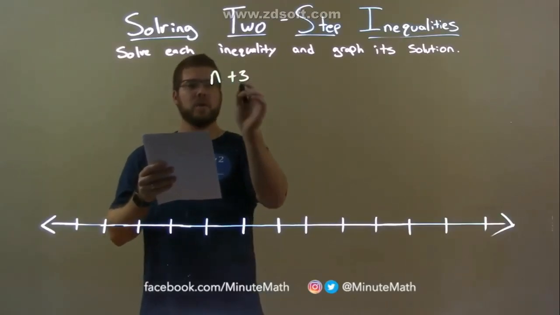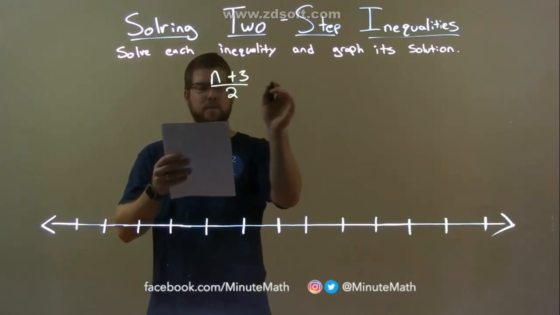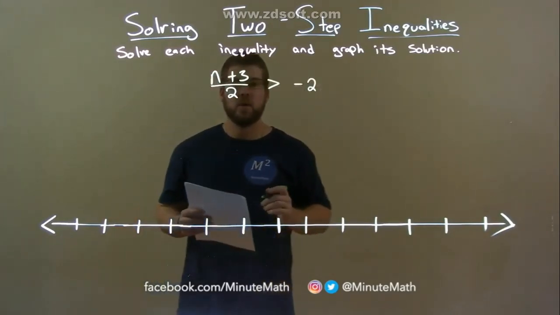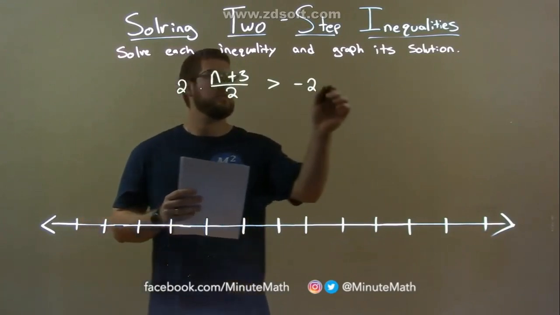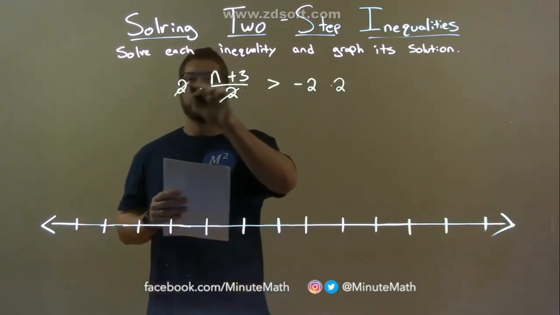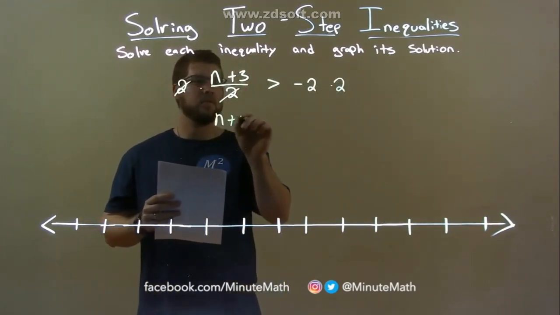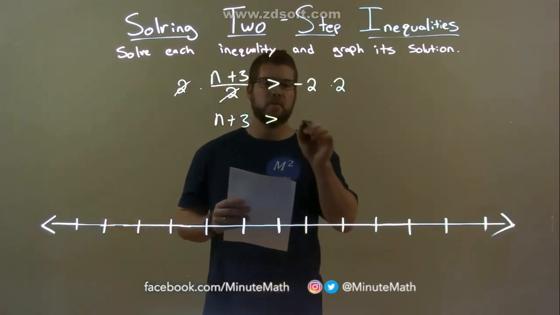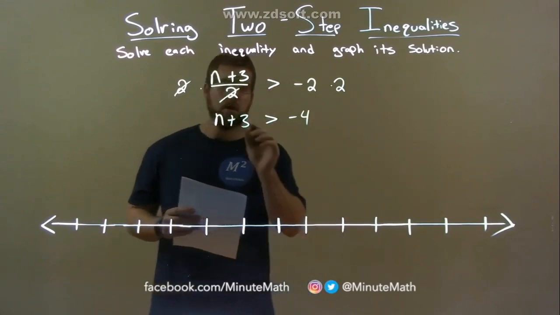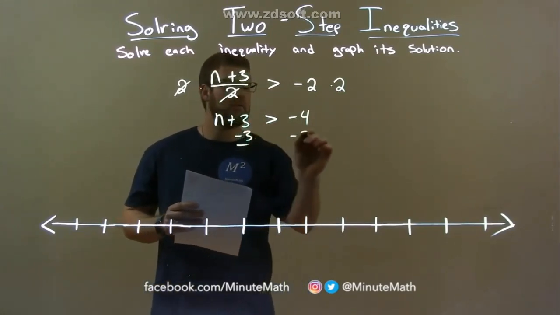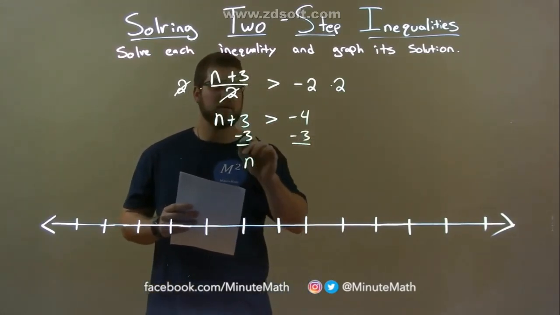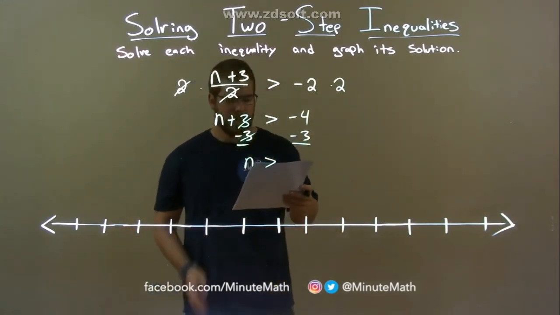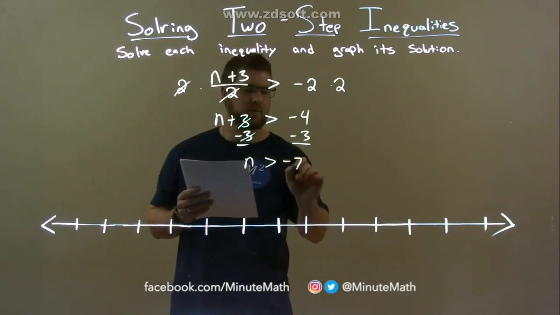n plus 3 over 2 is greater than negative 2. First thing I want to do is multiply both sides by 2. The 2's cancel on the left, giving me n plus 3 by itself. It's greater than, and negative 2 times 2 is a negative 4. So now we subtract a 3 from both sides, leaving us n completely by itself. It's still greater than, and negative 4 minus 3 is a negative 7.